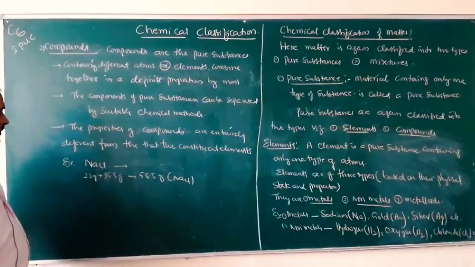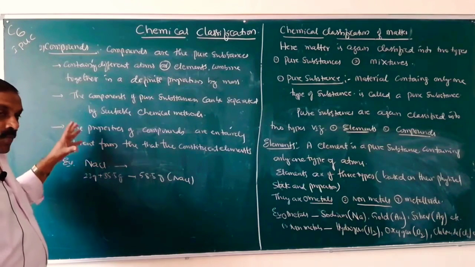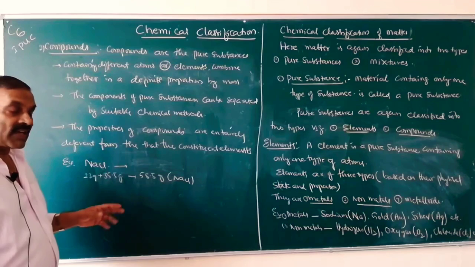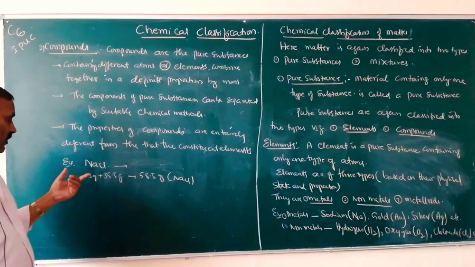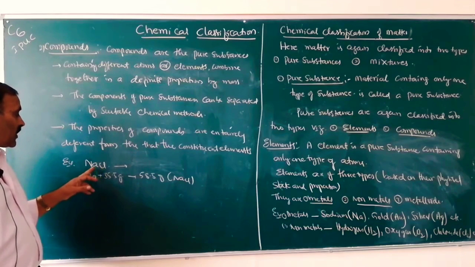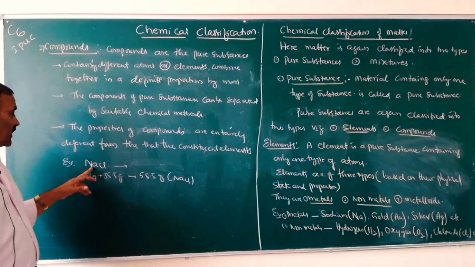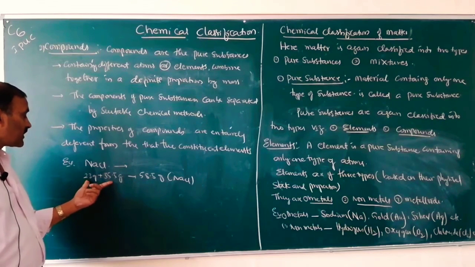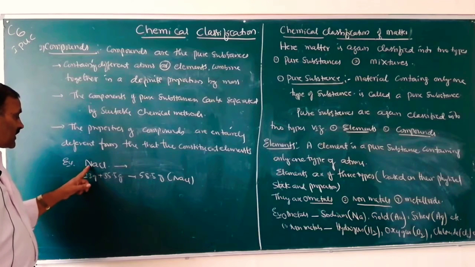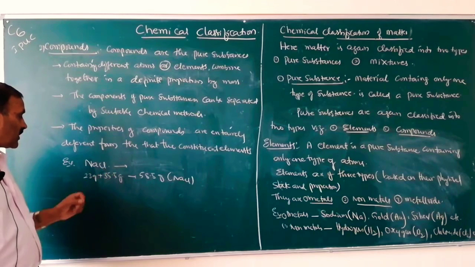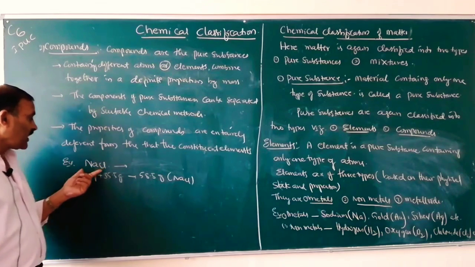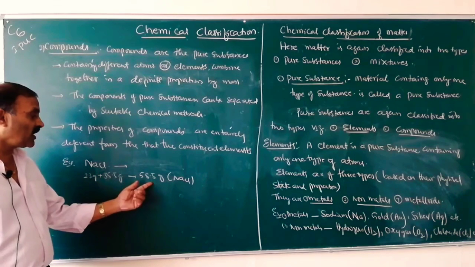So compounds are the pure substances containing different elements. For example, sodium chloride is a pure compound consisting of two different elements, namely sodium and chlorine. Here this sodium and chlorine are combined together in a definite proportion by mass. Here 23 is the atomic mass of sodium, 35.5 is the atomic mass of chlorine. So they will combine in a definite proportion by mass to give the compound.